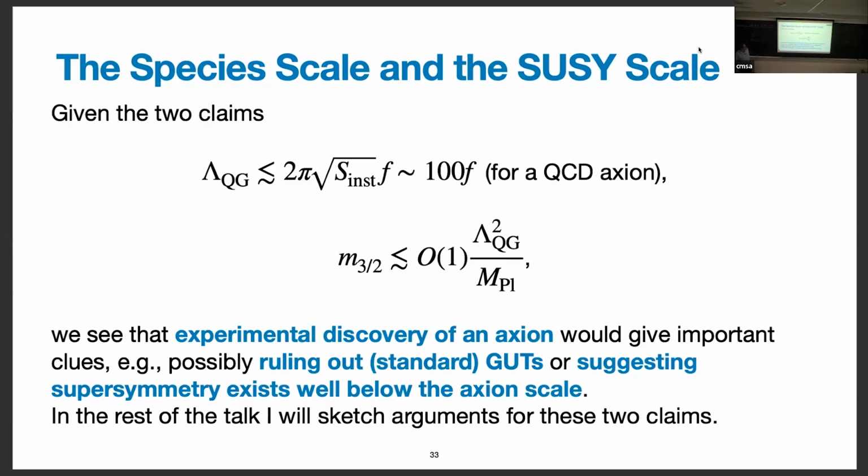And that could rule out a lot of interesting things. It would suggest supersymmetry exists well below the axion scale. If f is relatively small and the species scale is small, it would rule out conventional GUT models.